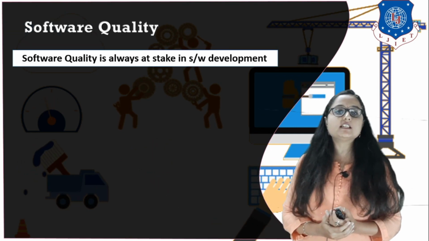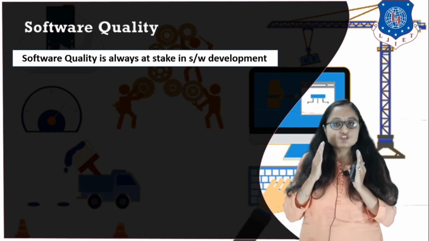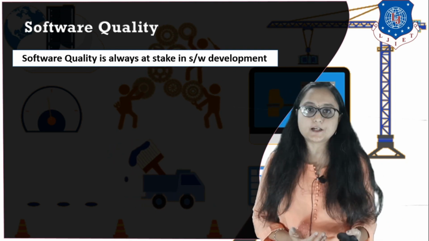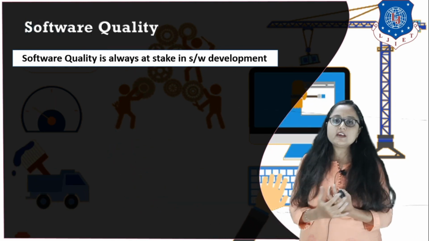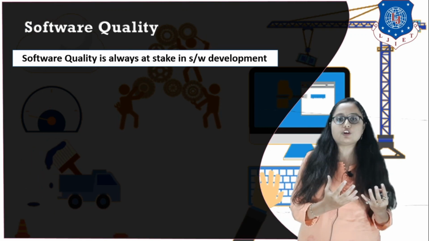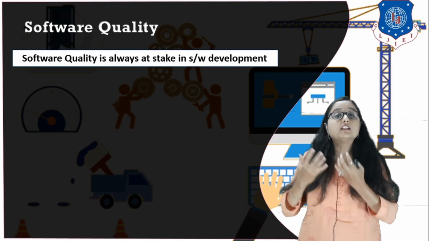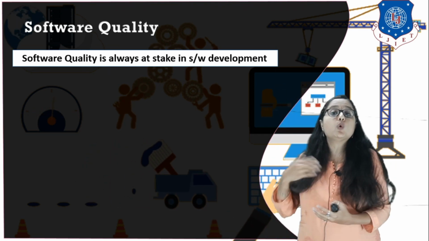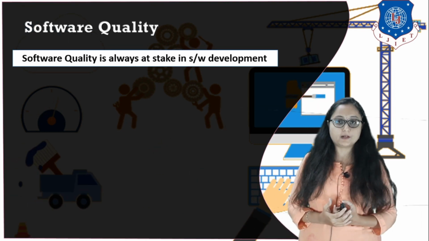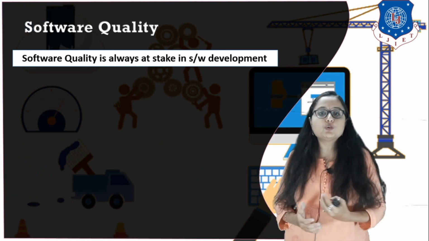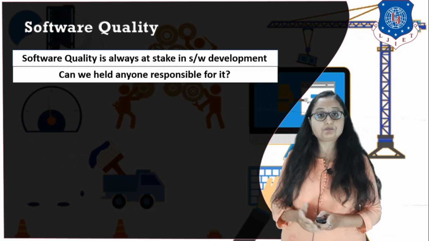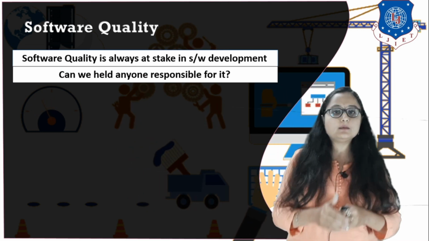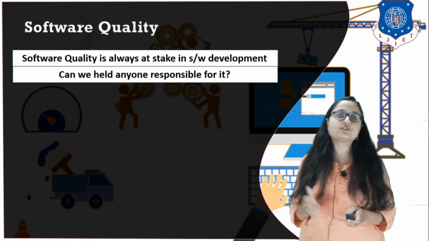Instead, we are going to discuss that software quality in any organization is always at stake. It means that we are always in a condition where we do not know whether our software will maintain quality, whether we will be able to produce good quality software or bad quality software. There are a number of reasons due to which our software quality is compromised. But can we hold any one person or any one team responsible for not maintaining the software quality?